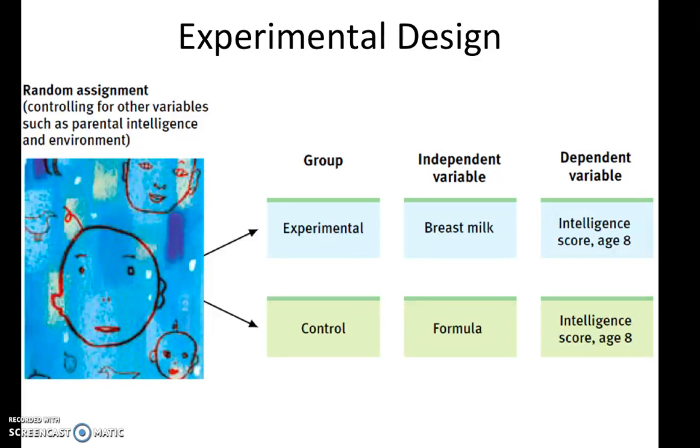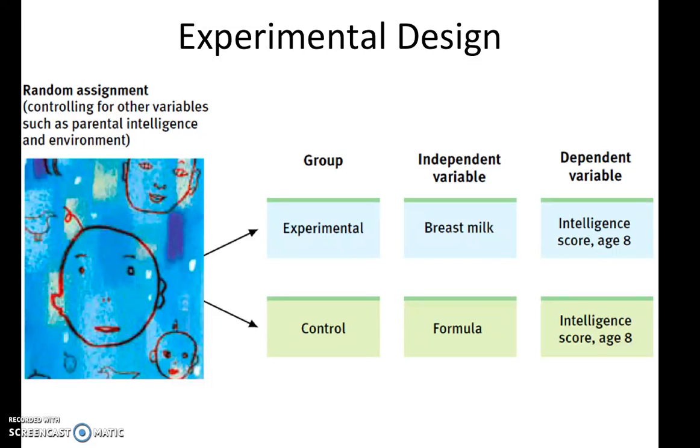Now they are going to use random assignment to help get rid of some confounding variables. For example, being in a good home environment, having parents that are highly intelligent. And how they're going to do that is they're going to randomly assign the children to either the experimental or the control group. And by doing that, they're hoping to evenly spread out children from these different backgrounds.